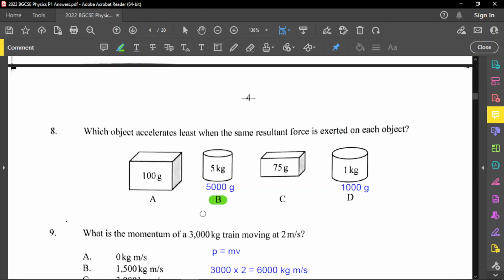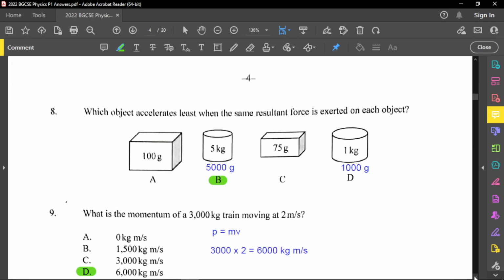Again, you can use the relationship F is equal to ma. If the same force is applied, then for the bigger mass, you divide the force by the mass, so the bigger the mass is, the smaller the acceleration will be. And so therefore, B must be the correct answer.